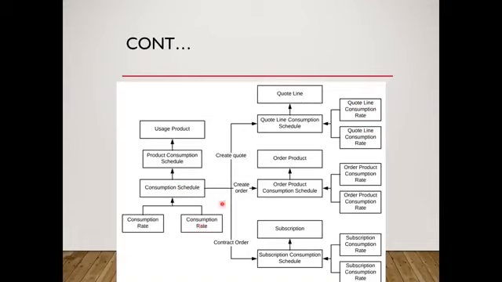Similarly, as I mentioned, when you approve this quote, it will create an order for you, and on order product as well you will have order product consumption schedule and order product consumption rates. When you create a contract, on subscription you will have subscription consumption schedule and subscription consumption rates. So these many objects will be created for each and every level transaction.